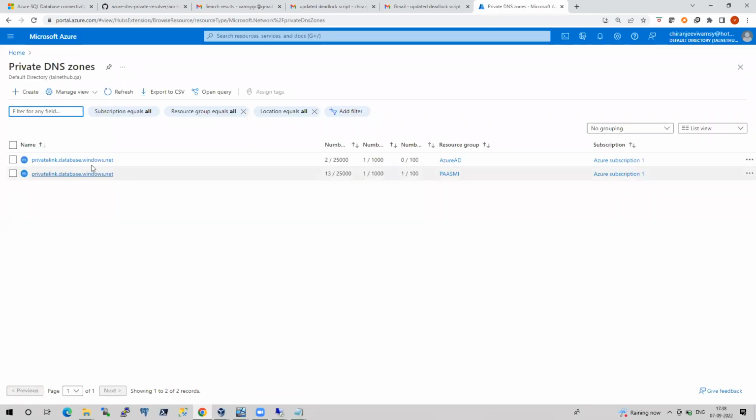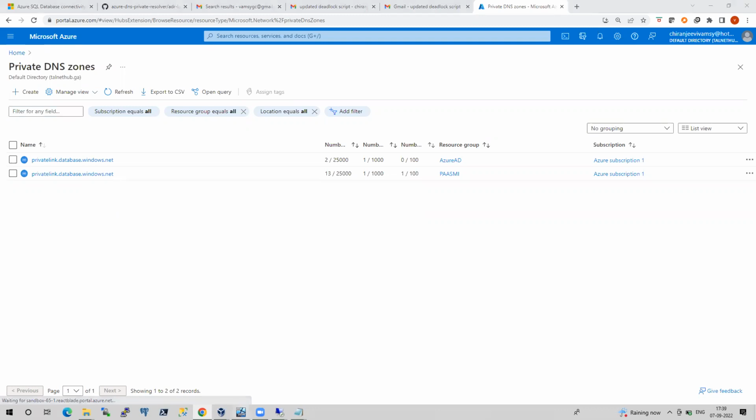Is it my network? Yeah, I got it. So this is my private DNS zone. So what are private DNS zones? First of all, before talking about private DNS zones, what will you say about them? So it's nothing but DNS. You know about DNS now, right?